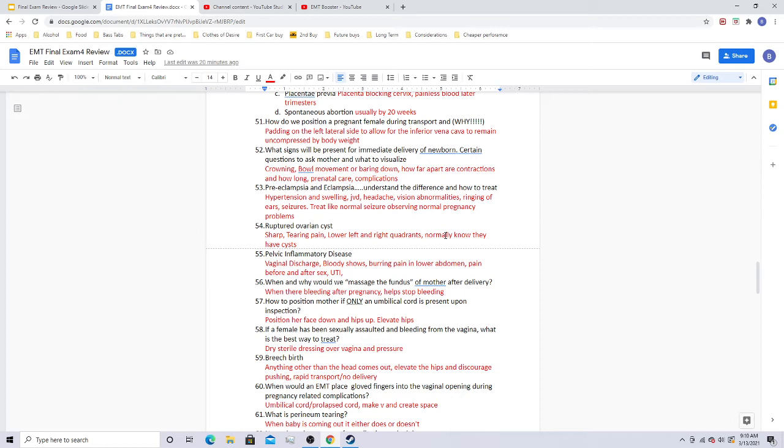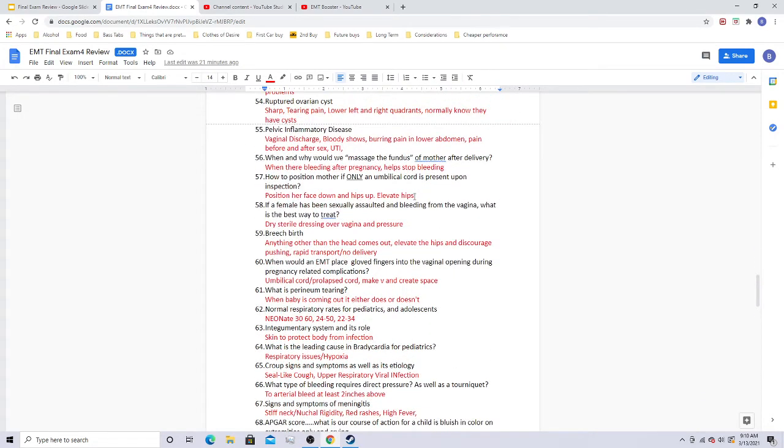So preeclampsia and eclampsia, understanding the difference and how to treat. Hypertension and swelling, JVD, headache, vision abnormalities, and ringing of the ears is your preeclampsia. And then eclampsia occurs once a seizure has happened due to the high blood pressure. Treat like a normal seizure, but observing the normal pregnancy problems. So obviously this goes back to the positioning deal, the left lateral positioning, so that you can prevent any additional issues there. But it is pretty much just a seizure. The only difference is now the person's pregnant.